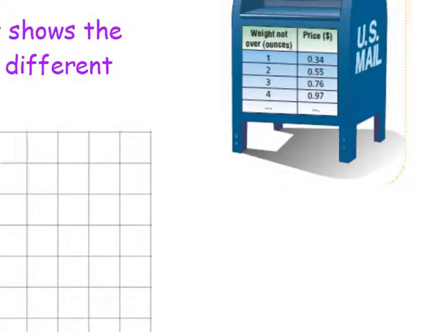At 2 is 55, 3 is 76, etc. What we need to figure out is weights in between those numbers. So the weight of your package, or your letter, was 0.5 ounces, say. So its weight not over 1. So since 0.5 is not over 1, the price for that would be 34 cents. So I'm just going to put an X and Y here. So it'd be 34 cents.